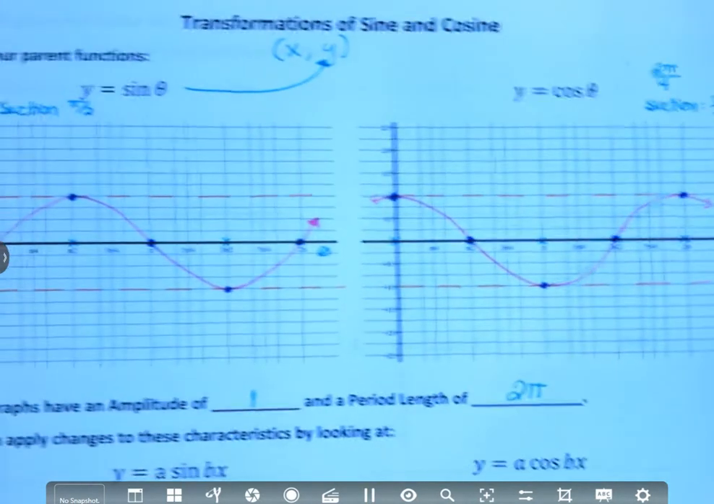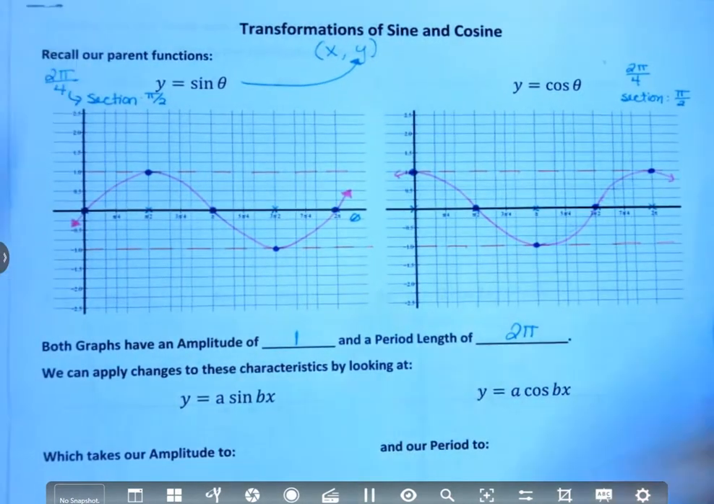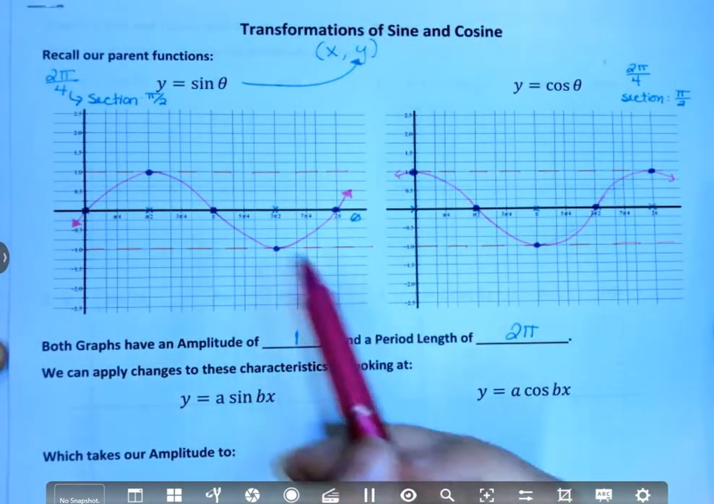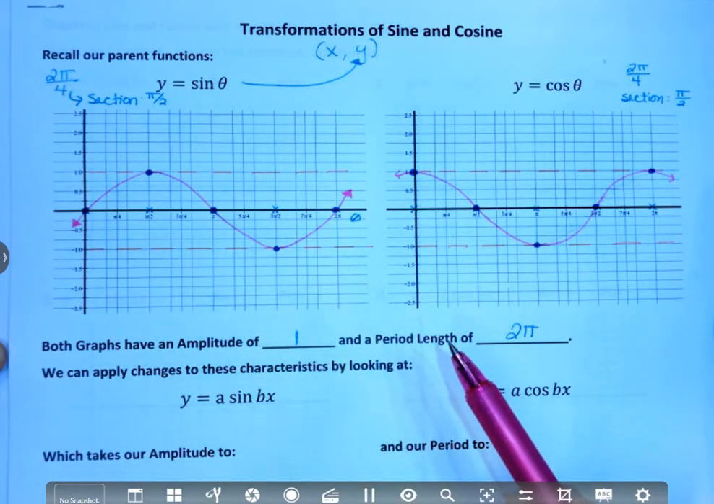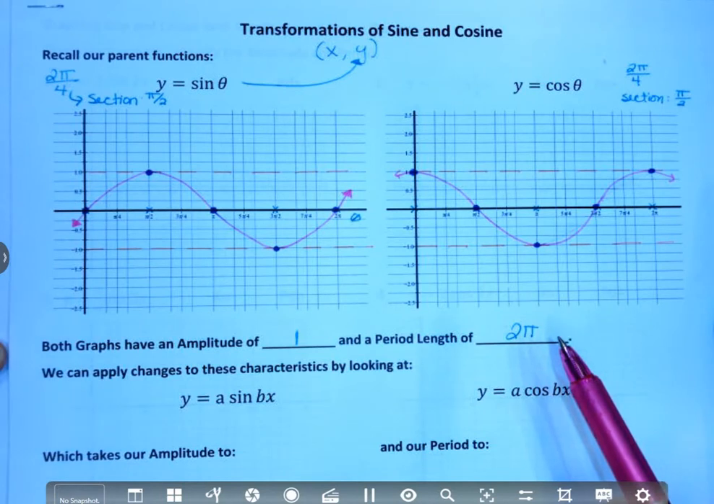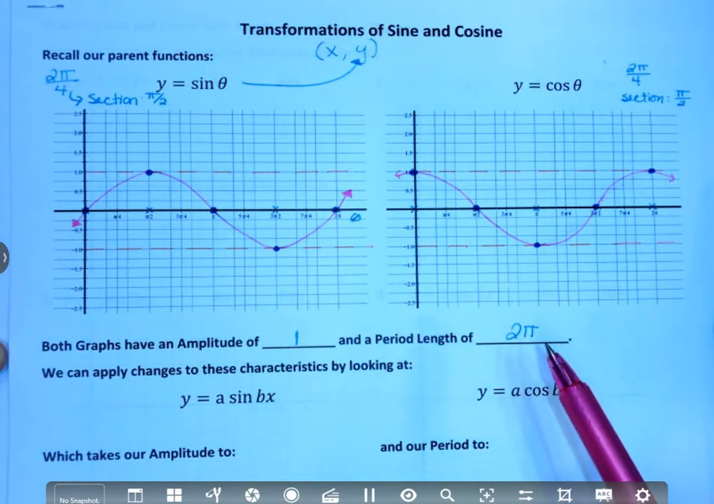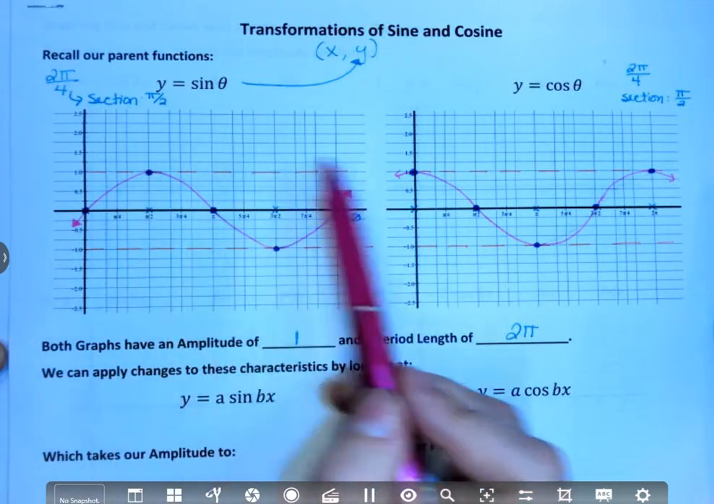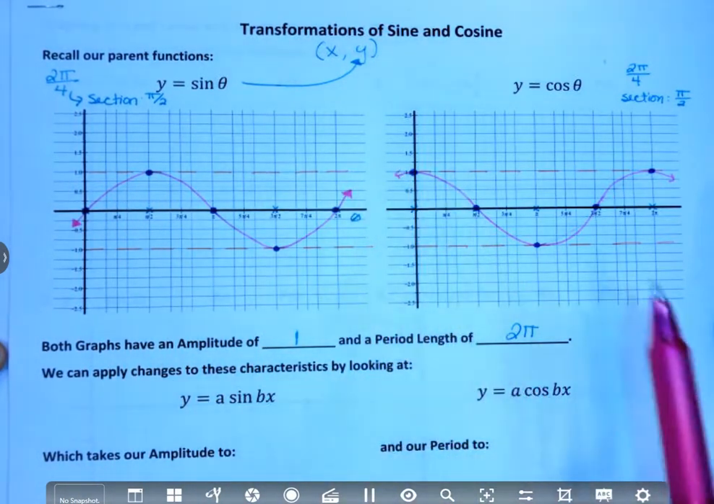The steps that I used, again, for all of this: I found my amplitude. I used that to go up and down from my neutral line. I took my period. I divided it by 4 to find my sections. And then I said sine starts in the middle and goes up. Cosine starts at the top, and the only place to go is down.